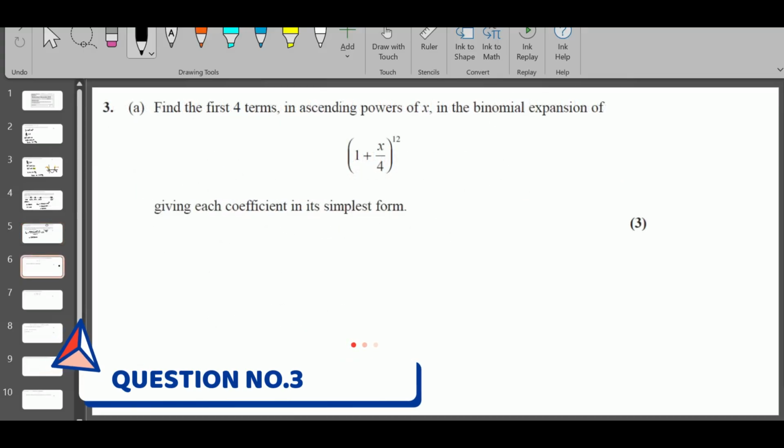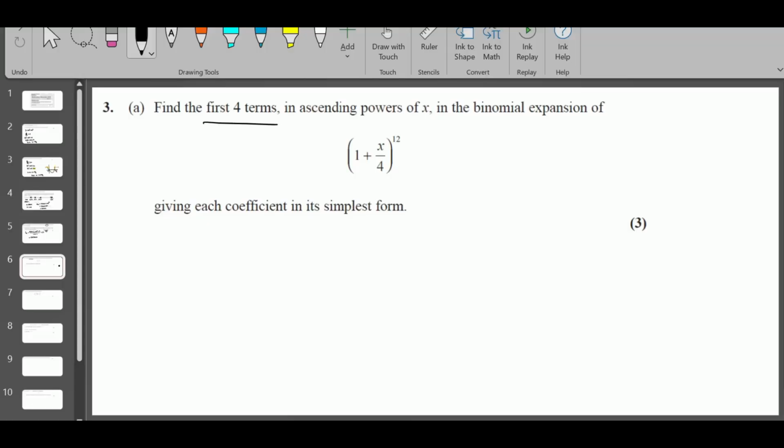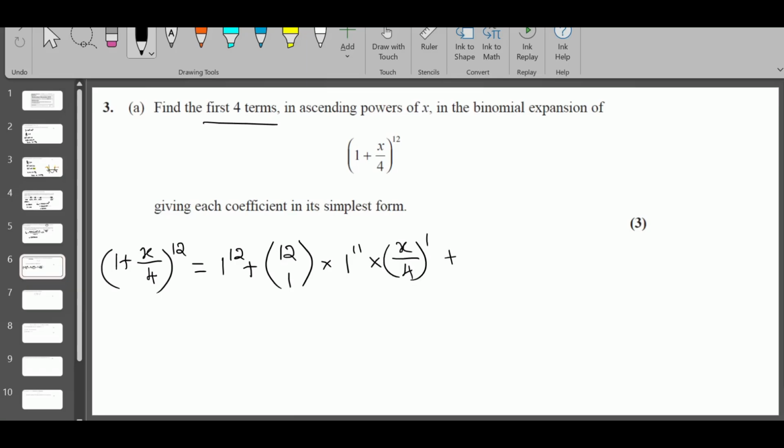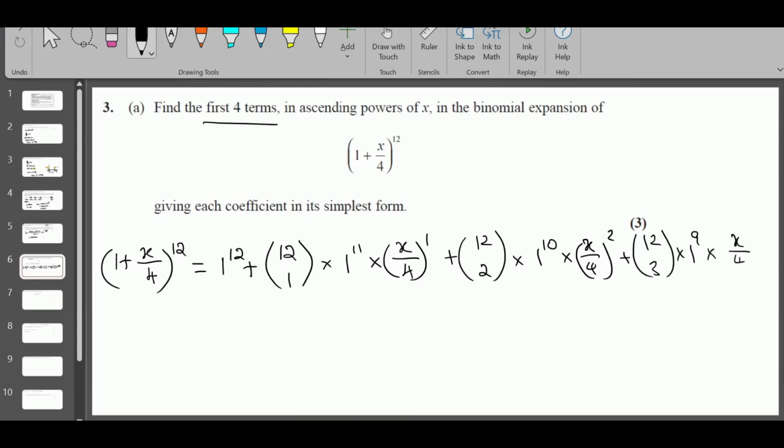Question number 3, binomial expansion. Find the first 4 terms of 1 plus x over 4 to the power 12. A power n, A is the first term, plus nC1, n is the power, A power n minus 1, times second term power 1, plus nC2, A power 12 minus 2 times second term power 2, plus nC3, 12C3, A power 12 minus 3 times second term power 3.